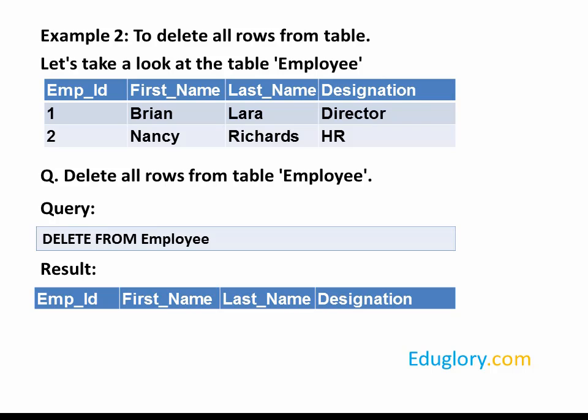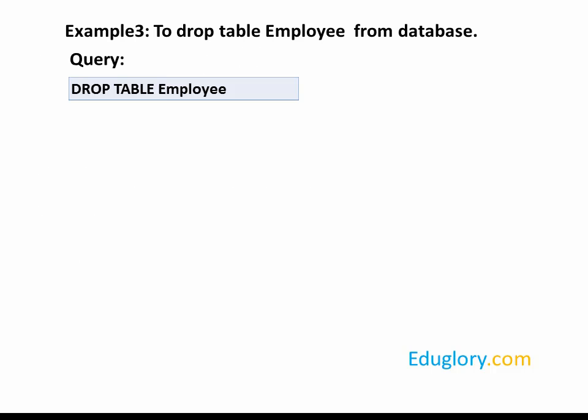Now, consider another example where you have to delete all rows from the table. Referring to the table employee, if you are asked to delete all rows, then the query would be: delete from employee. After the execution of this query, all the rows in the table get deleted without deleting the table. Therefore, you will get the result in this manner.